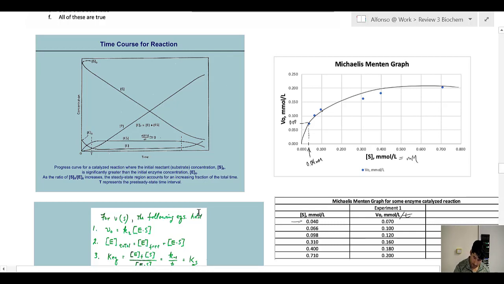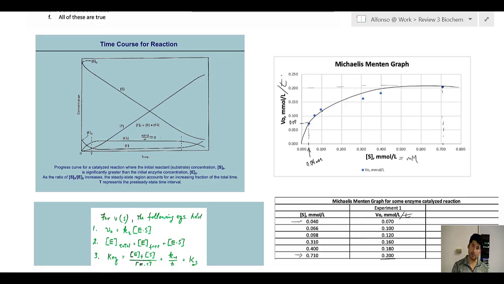Okay, so look at the velocity at this substrate concentration. It is 0.07 millimolar per unit of time, and as you increase it, let's say to 0.7 all the way over here, look at the velocity. It is about 0.2 millimolar per unit of time.